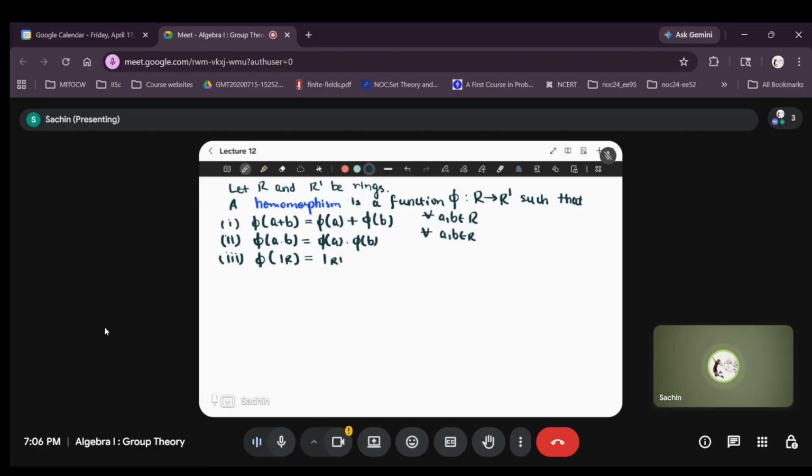So this condition was not there in groups. It was true in groups with respect to addition. So phi of 0 was 0 if you took the additive group. Phi of the identity, E was the identity. So if it was a multiplicative group, then if you took a homomorphism, then phi of 1R must be 1R prime. That was true in groups automatically, but we'll take that as an additional condition in rings.